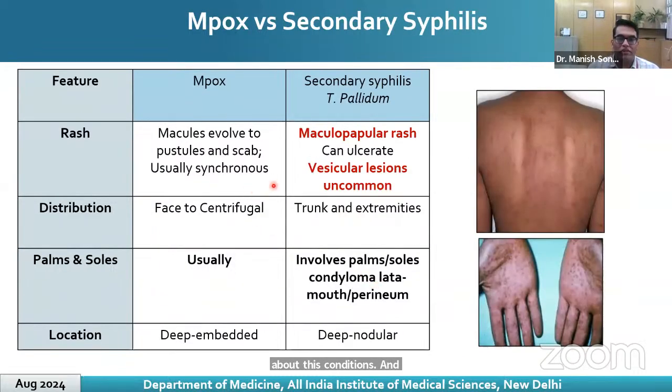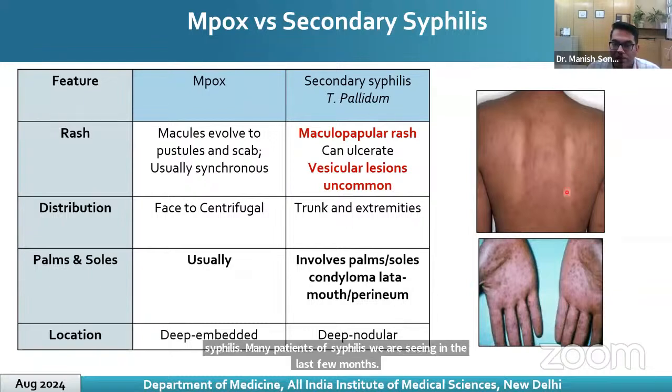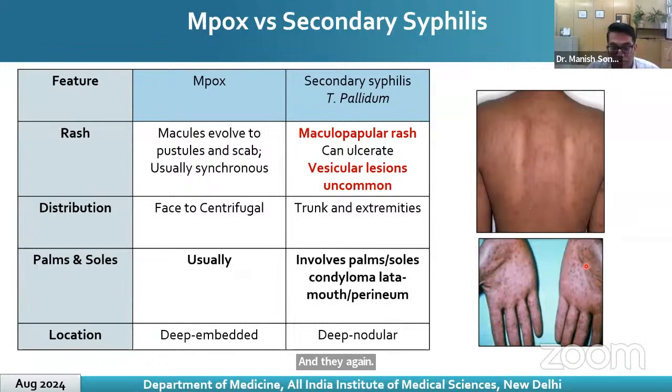Syphilis. Of late, we are seeing a resurgence of syphilis. Many patients of syphilis we are seeing in the last few months, and they again present in the secondary syphilis stage. They have lesions in the palms and soles, so that is not going to help us in differentiating.